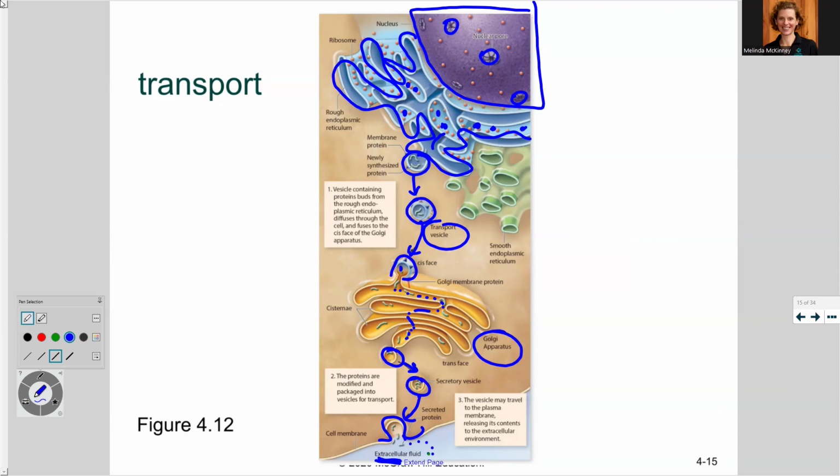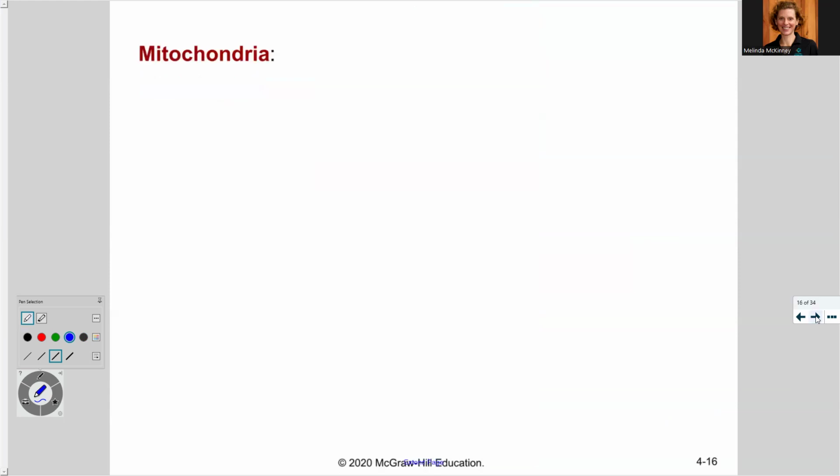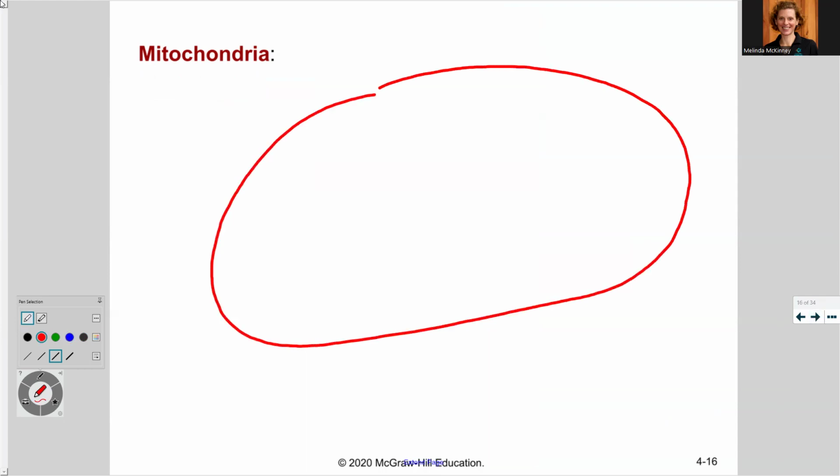And then over here again, this is the smooth ER. It's kind of a noodly thing in 3 dimensions. Similarly, a vesicle could come off of this and then go through the whole scenario. Okay, a couple other things. These are not part of the endomembrane system. This organelle is very important though, the mitochondria. So I'm drawing the organelle. This is inside the cell.